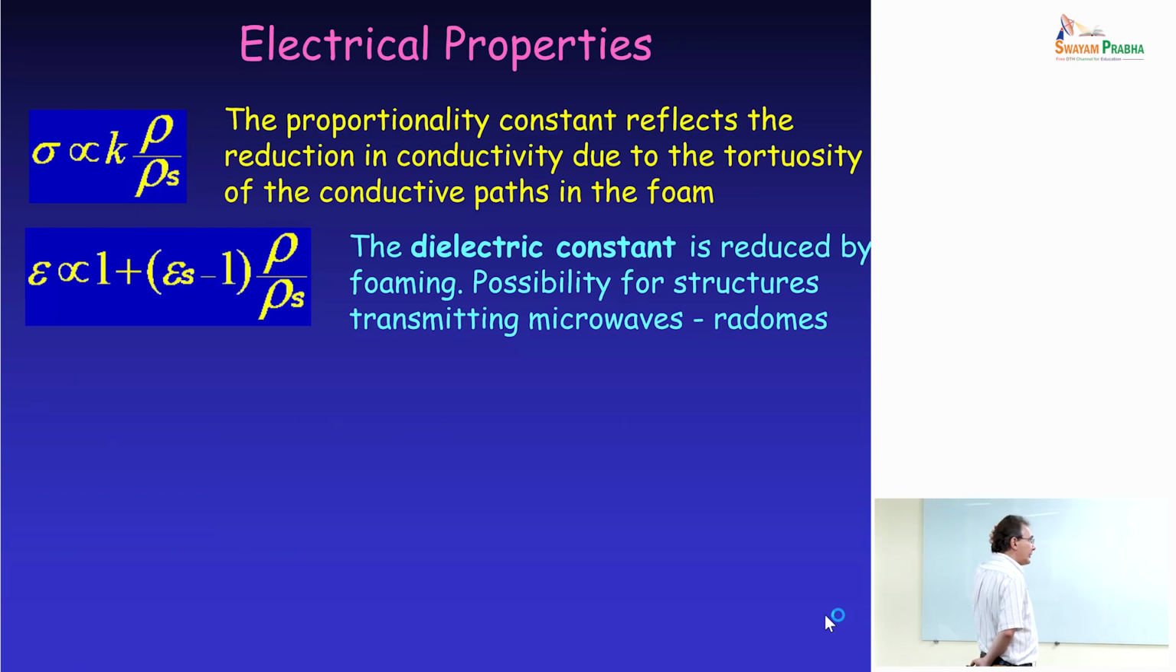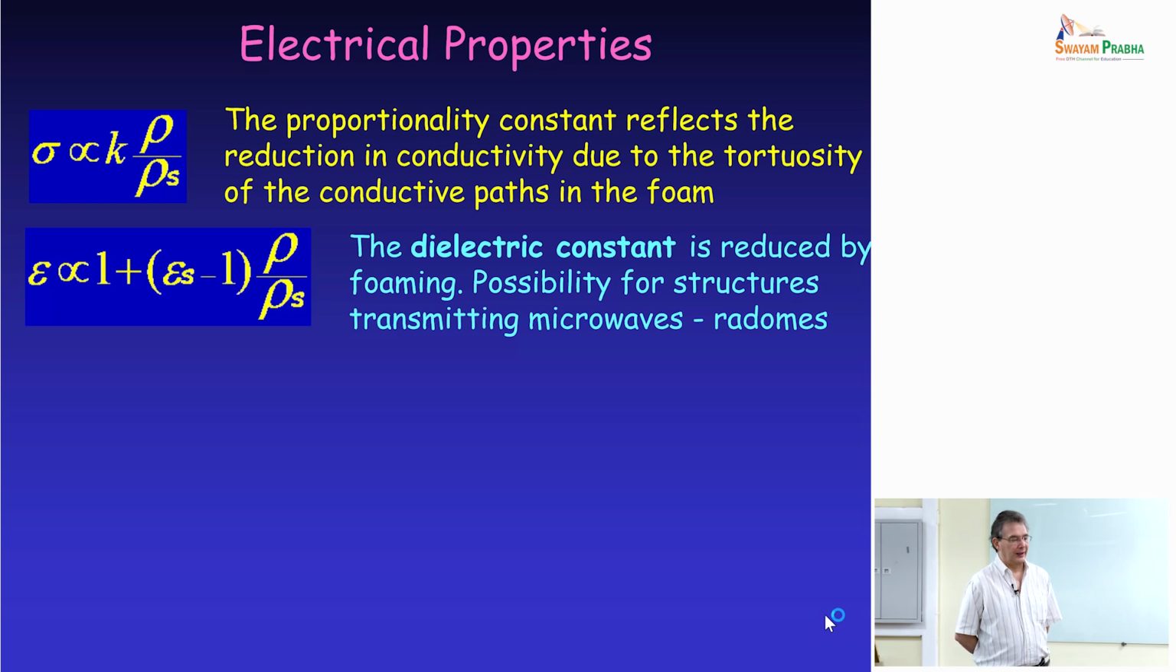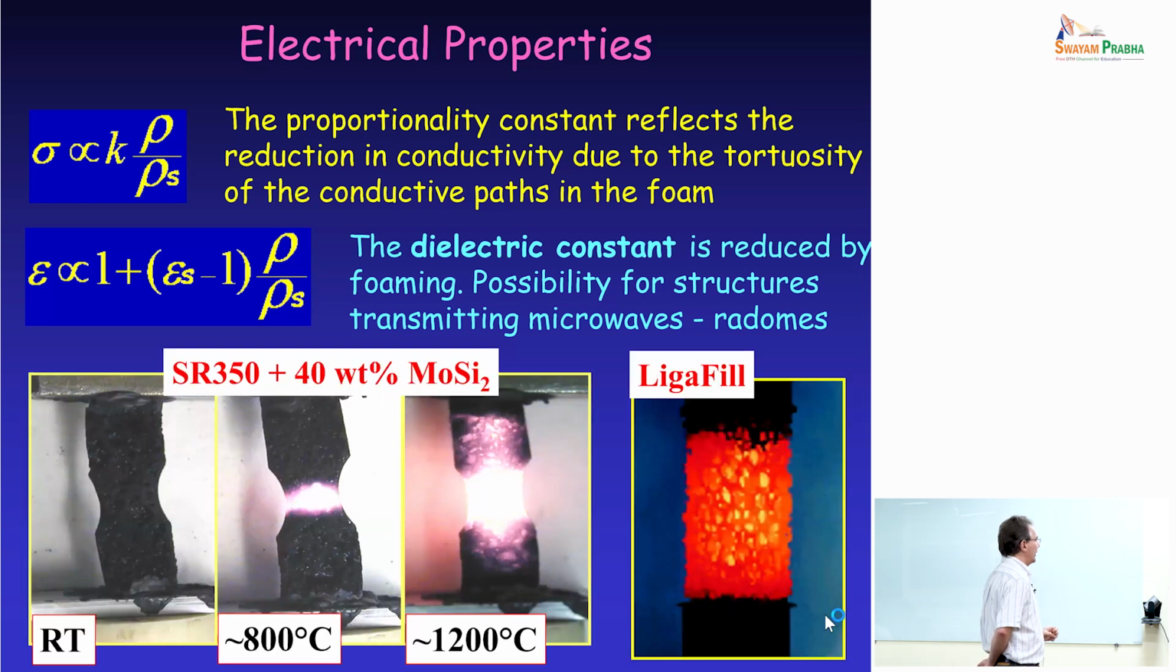In terms of electrical properties, you have a decrease in electrical conductivity because of the tortuosity of the conductive paths that you generate in a highly porous material. So this is a good way, for instance, for producing components that can be heated using the Joule effect. And the dielectric constant is also reduced by foaming, and this allows, for instance, to generate structures for transmitting microwaves.